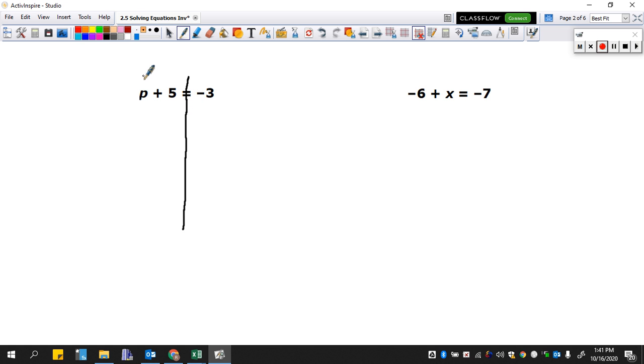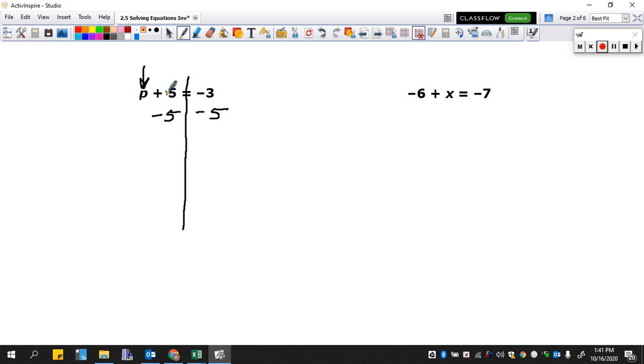Remember, our goal is to figure out what our value of P is. We want to find out what is the value of P. And to do that, we need to get rid of this 5. We need to undo the plus 5. Well, the inverse of addition is subtraction. So we're going to say minus 5, and we're going to say minus 5. Whatever we do on the one side of the equation, we also have to do the exact same thing on the other side of the equation.